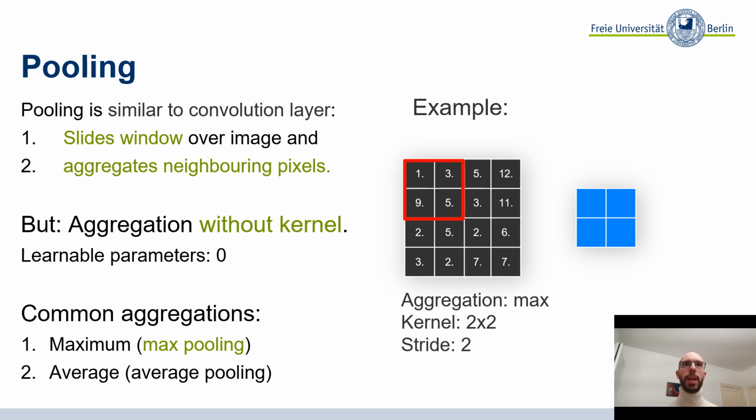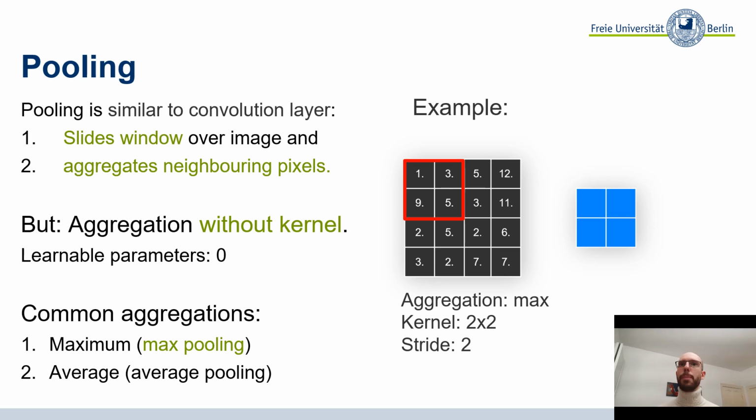Now finally pooling. Pooling is actually very similar to convolution layer, but with a few changes. So we also slide our window over the image. So we also have a kernel, but it doesn't have any weights. We slide over the image, and instead of applying the dot product between our kernel and the sub window of the image, we aggregate the neighboring pixels. And typical aggregations are maximum. So in that case, we call the pooling operation max pooling, or average. In that case, we call it average pooling.